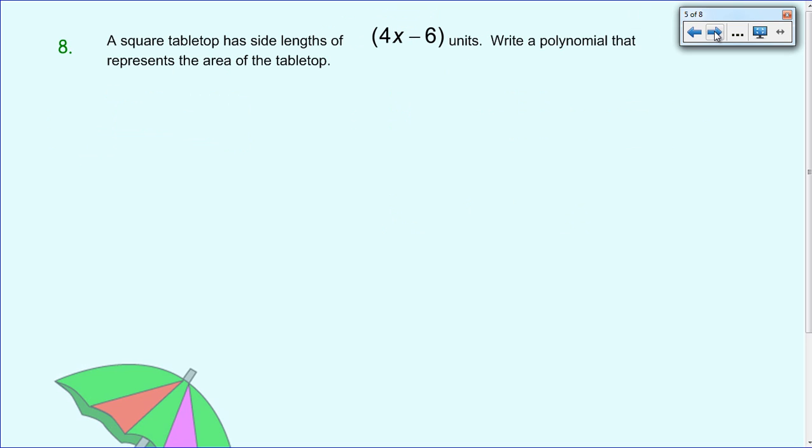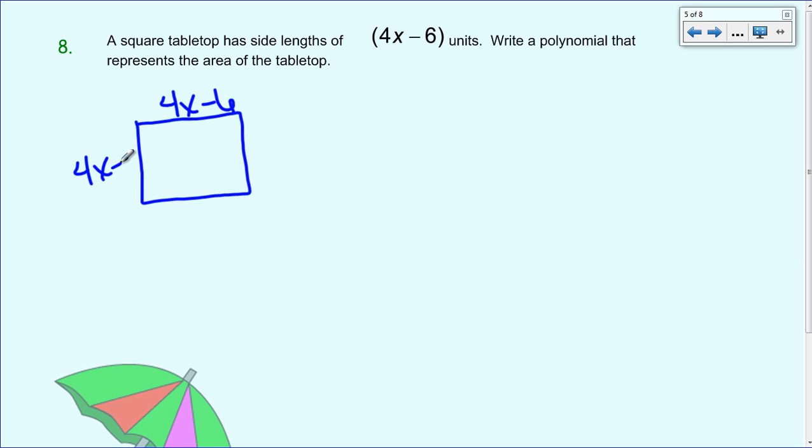So we have a square tabletop that has side lengths that are 4x minus 6 units. We want a polynomial to represent the area. Well, I have a square, and squares, all the sides are the same. That's a pretty good square. And when I find area, I do length times width, or side times side. So I'm going to do 4x minus 6 times 4x minus 6.